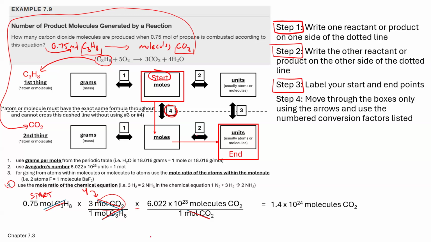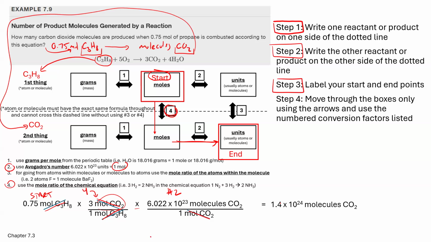This here is equation number 2, right? Using Avogadro's number. We put moles of CO2 on the bottom because that's what we're trying to cancel out. And we have units, which are molecules or atoms, on top. Those cancel out, and we got 1.4 times 10 to the 24th.